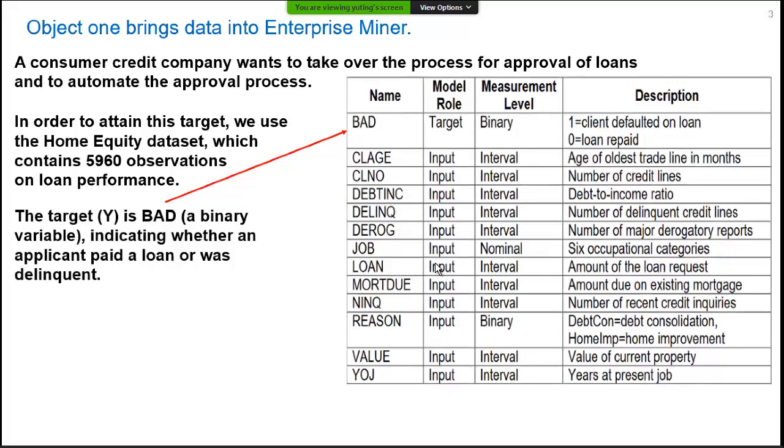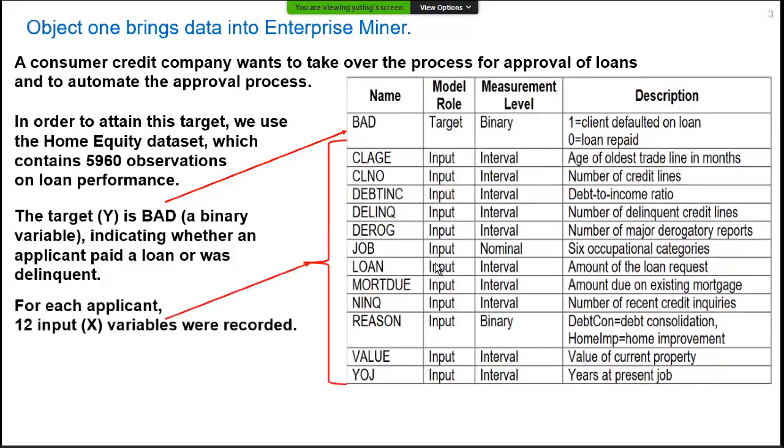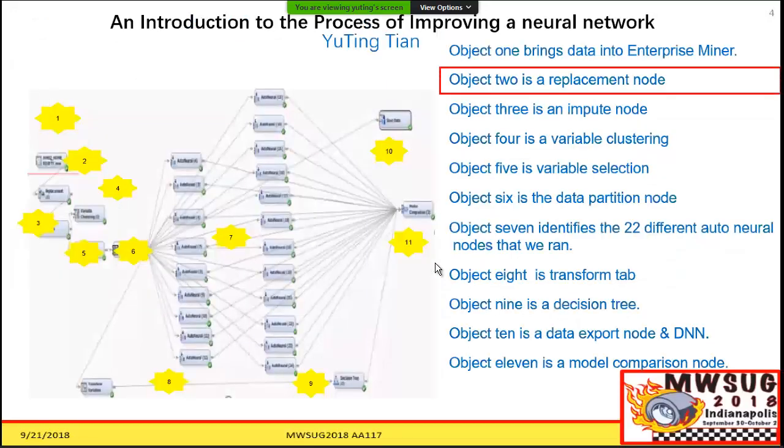The target Y is bad. Bad is a binary variable, indicating whether an applicant paid or was delinquent. Just follow the red arrow. For each applicant, 12 input variables were recorded.